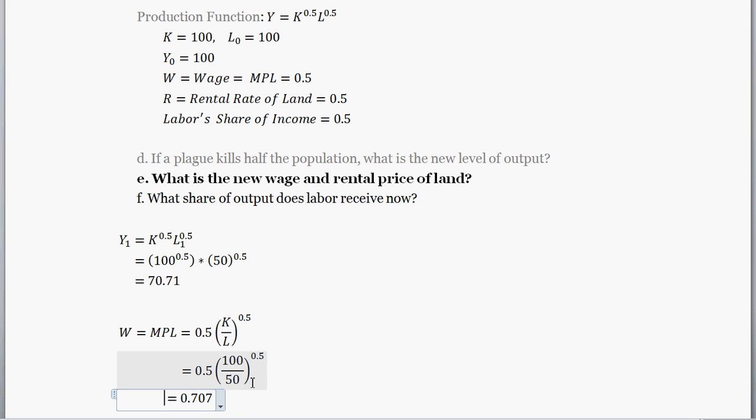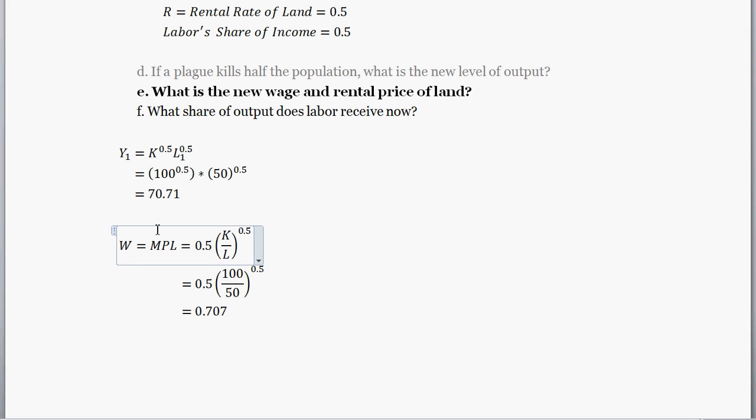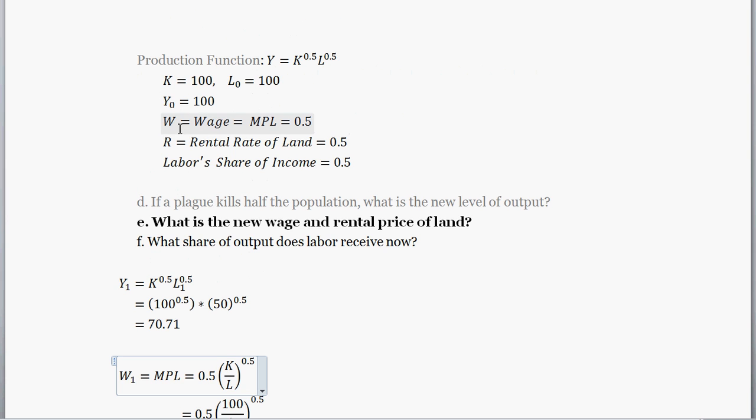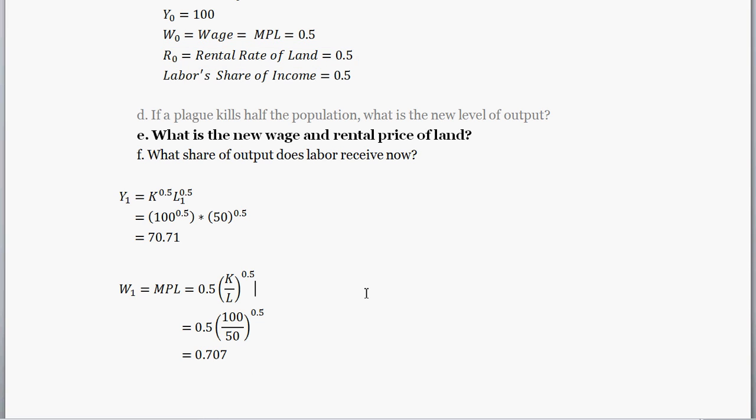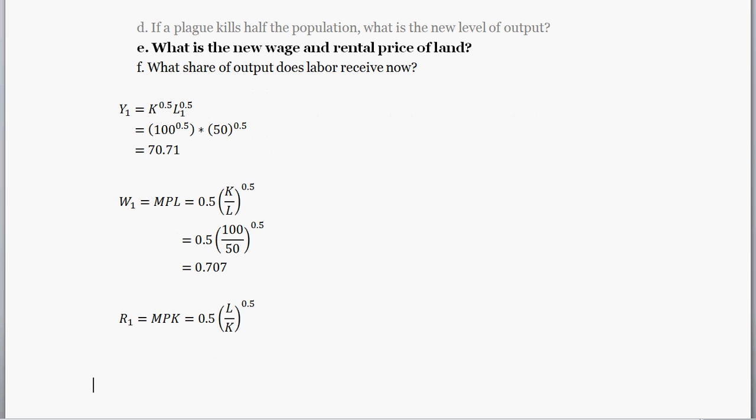And then what's the new rental rate of capital? I should do a little subscript. Bam. The old wage rate has a naught subscript. The old rental rate of land has a subscript there. So the new rental rate of land is going to be equal to the marginal product of capital, which is a similar equation to this, but slightly changed. If you don't remember how we found that out, have a look at that previous video. So now just plugging in the numbers that we have for labor and capital. Labor is 50, capital is 100.